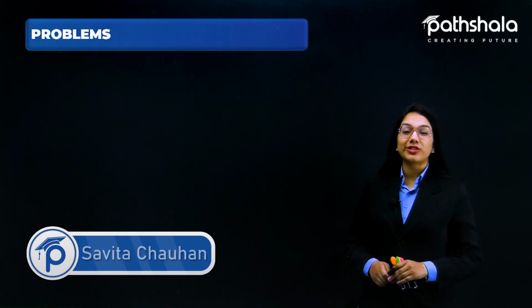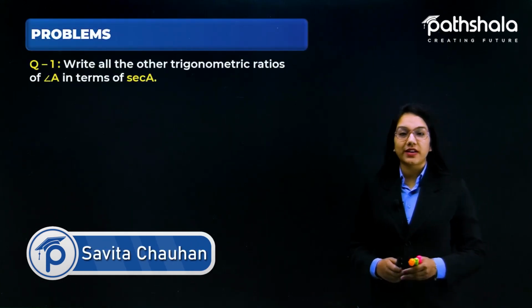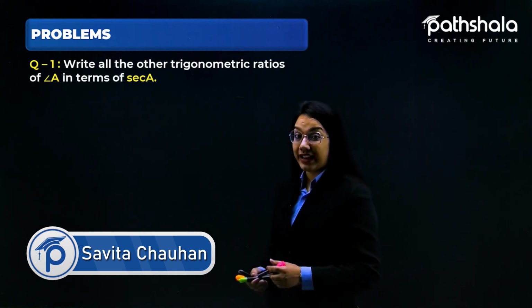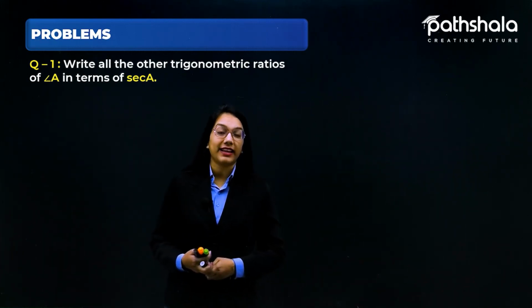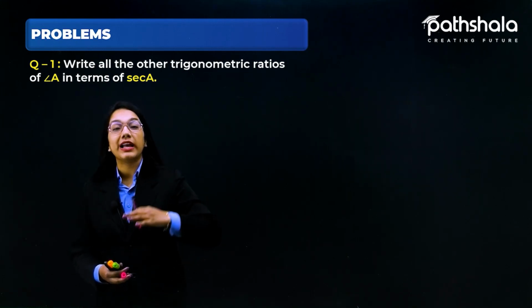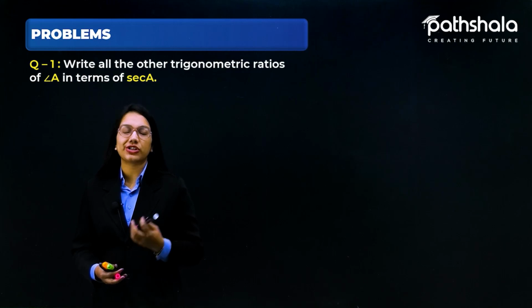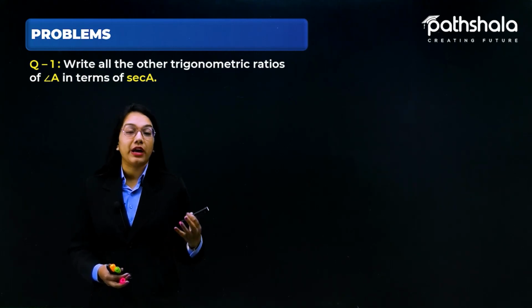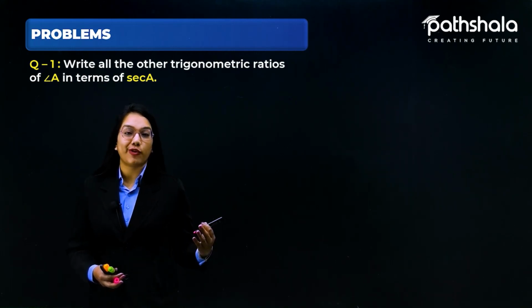Now let's move on to some of the problems related to trigonometric identities. The very first question says, write all the other trigonometric ratios of angle A in terms of secant A. What does it mean? It means that we have to convert all the trigonometric ratios into the form of secant A. So let's start. How can we convert all the trigonometric ratios into secant A?